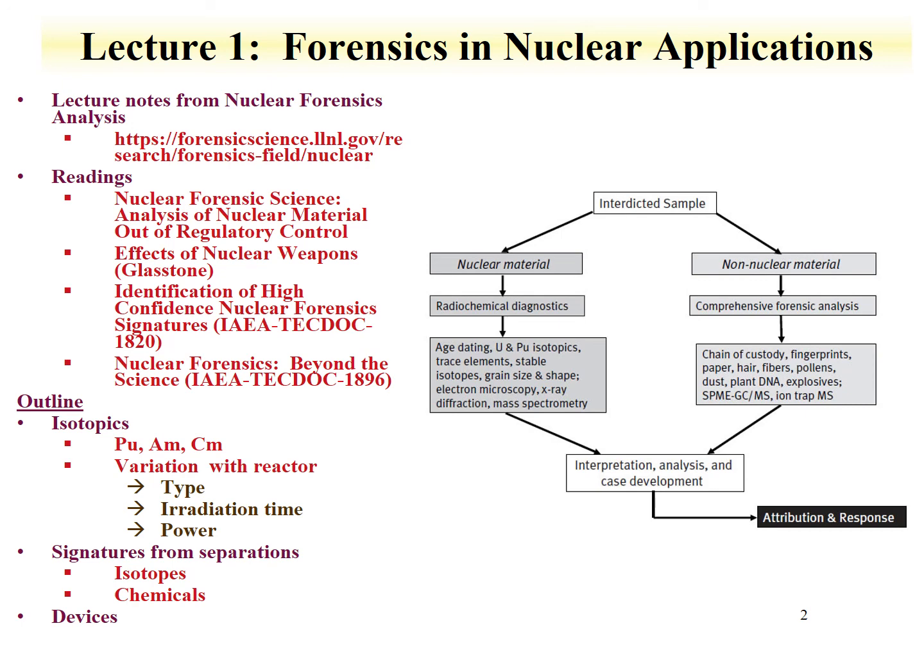You can evaluate stable isotopes. From morphology and microscopy, you can get information on grain size and the shape. You can also get information on the morphology material from X-ray diffraction and speciation. Mass spectroscopy can provide information on the isotopes present in the material that can supplement other techniques. The combined nuclear and non-nuclear material is used to interpret and analyze cases so that attribution and response can be formulated.